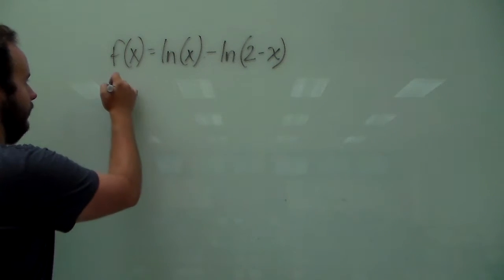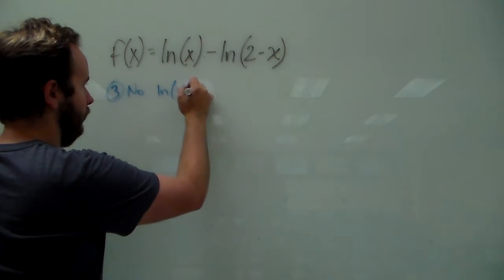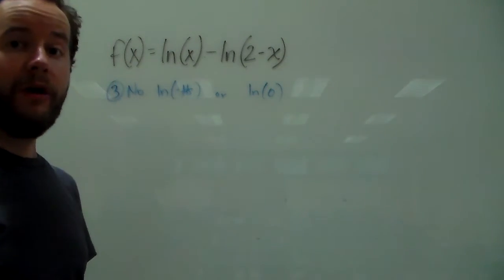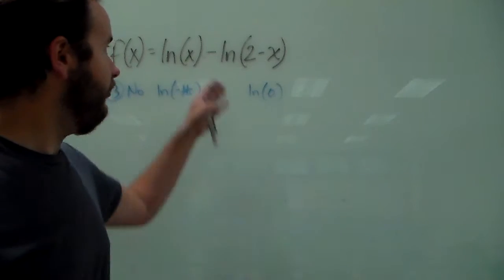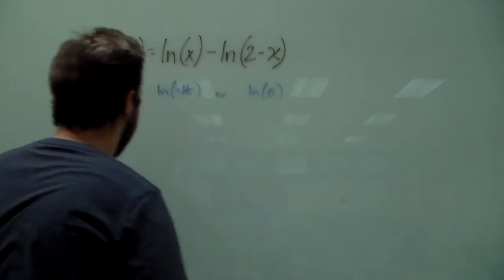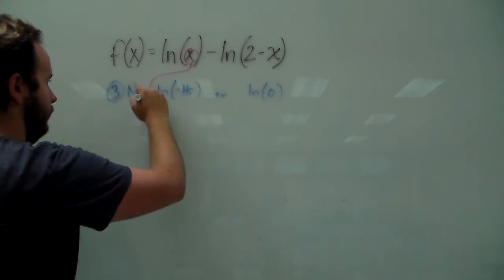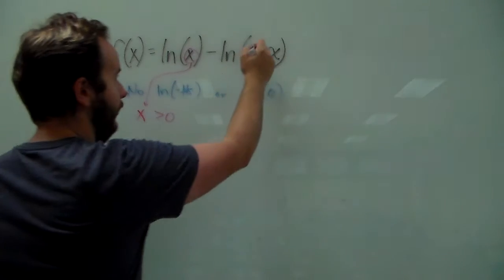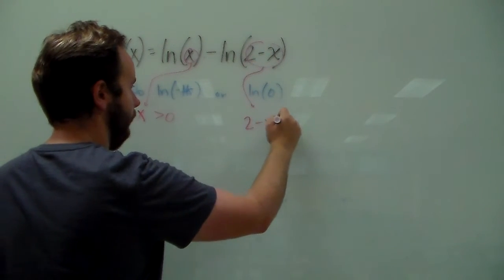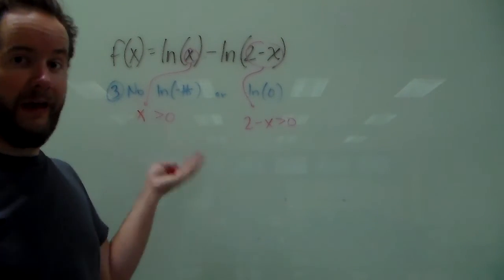Remember, rule number 3 says no ln of negative numbers or ln of 0. You're not allowed to do either of those, okay? So what we're going to do is check each argument of each ln and make sure that it's strictly larger than 0. So I'm going to say this x here needs to be larger than 0. And this 2 minus x, this guy here, needs to be larger than 0 as well. We're going to solve each of these separately. Actually, this one's pretty much already solved for us. x is larger than 0.